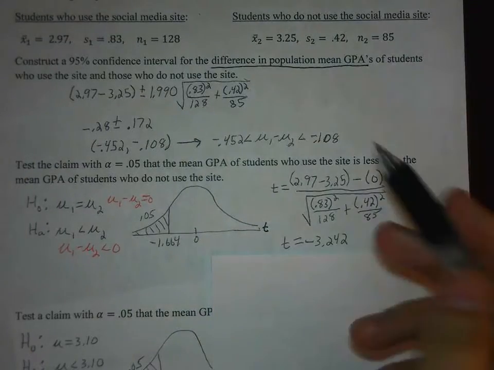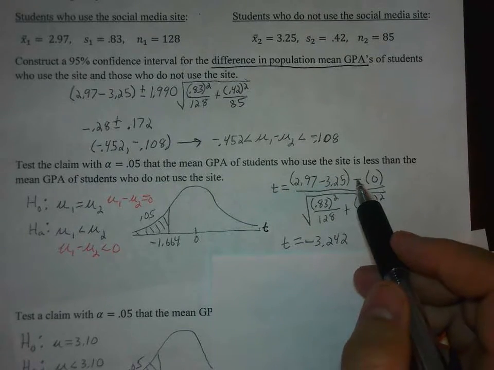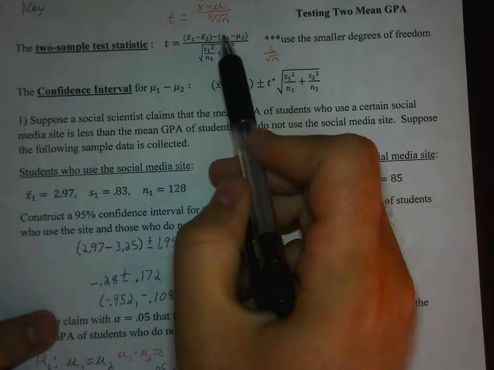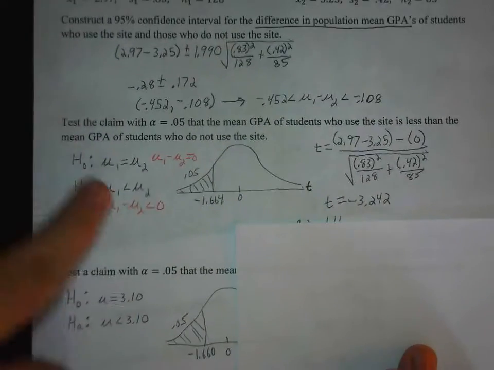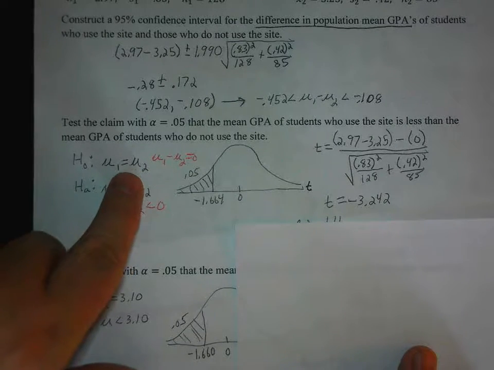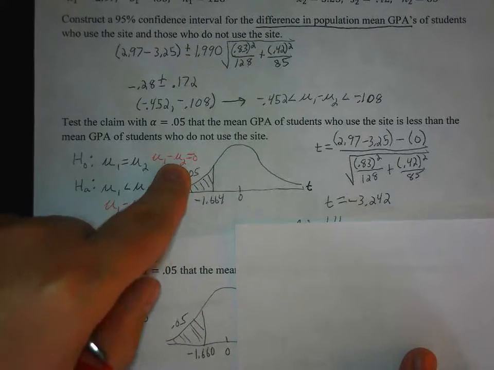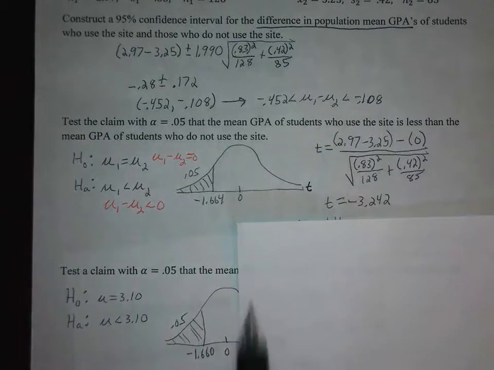Okay, so we're using 2.97 minus 3.25. That's x bar 1 minus x bar 2. Now notice here it's minus 0. And that's why I brought this up right here. The formula has mu1 minus mu2. Well, much of the time, if your null hypothesis is that they're equal to each other, if you write it this way, mu1 minus mu2 is going to equal 0. Now, it doesn't have to be 0, and I'm just going to go off on a small tangent here. It doesn't have to be 0 here.